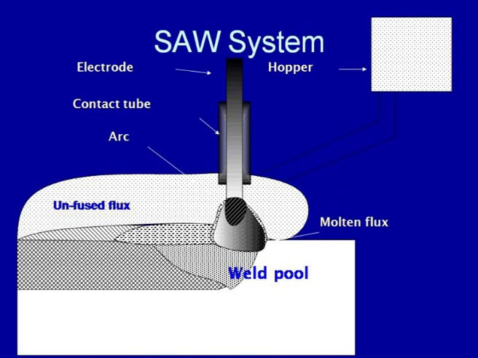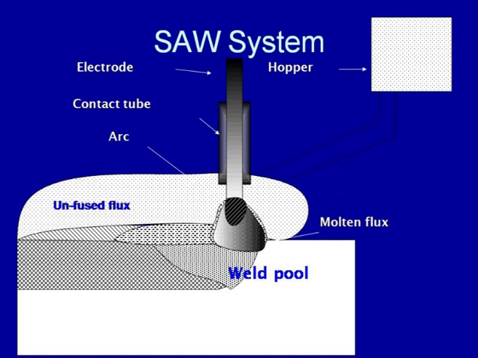So, at the top we have the unfused flux, and immediately around the welding arc we have fused flux, and below this is the arc region. Below this we have the weld pool, which is still in the molten state, and this is the weld metal which has solidified.